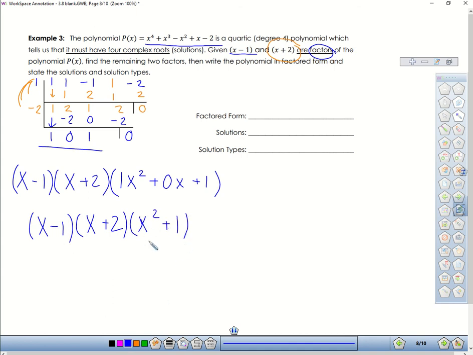Now, this is our somewhat factored form, but is it fully factored? No, we can actually factor it further. So you're probably not sure how to factor this, but I'm going to show you a trick. So let's say you wanted to solve this. You would set it equal to 0, right? And then how would you go about solving this?